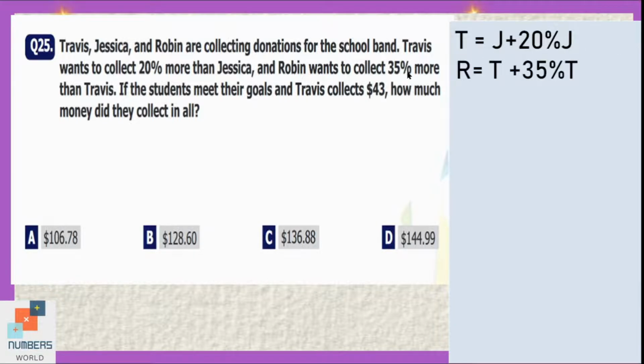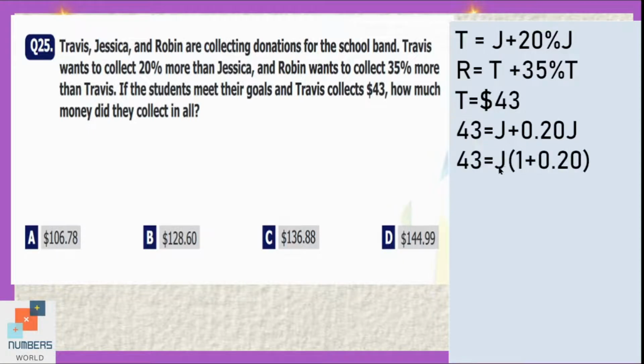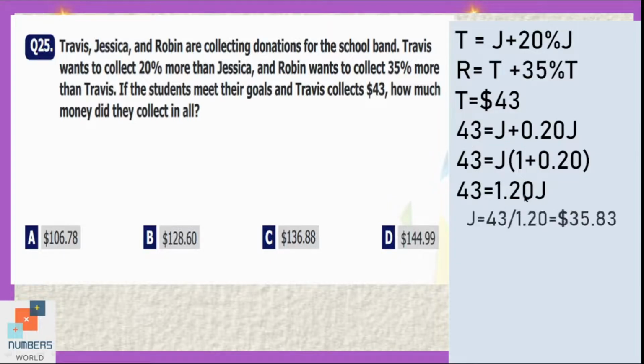Robin wants to collect 35% more than Travis. So 100% of Travis's amount plus 35% of his amount. So the equation will be like this. Now we know that Travis collected $43. So let's put this value into the first equation. 43 is equal to J plus 20% of J. 20% can be written as 0.20. So let's solve it. We will take J common here. 1 plus 0.20 is equal to 1.20. And we can solve it for J. The answer is $35.83.